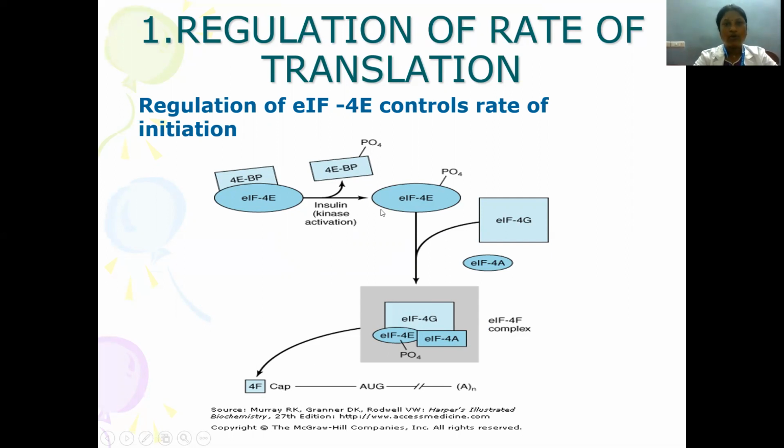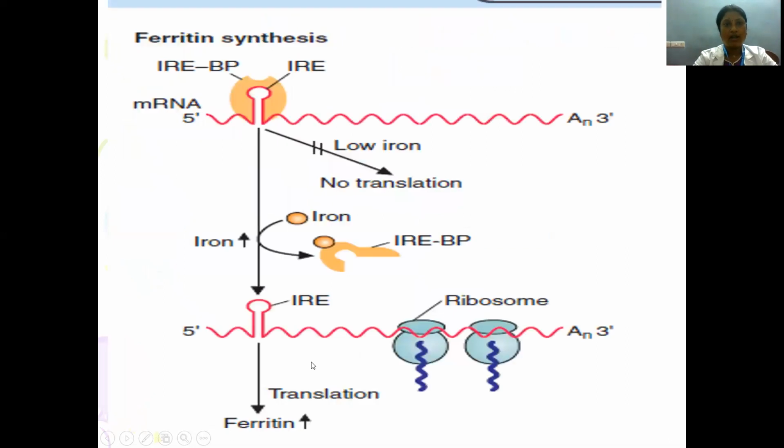When there is no phosphorylation happening, this complex cannot form, and it cannot bind with the cap of mRNA. Here you can see how ferritin synthesis is regulated at the translation level. This is the iron response element binding protein, the orange color, and this is the iron response element, this invagination in the 5' end of mRNA.